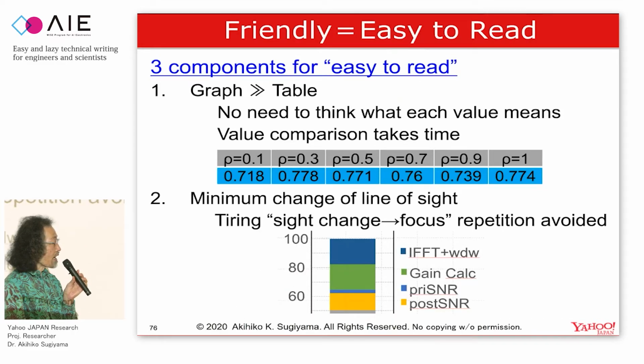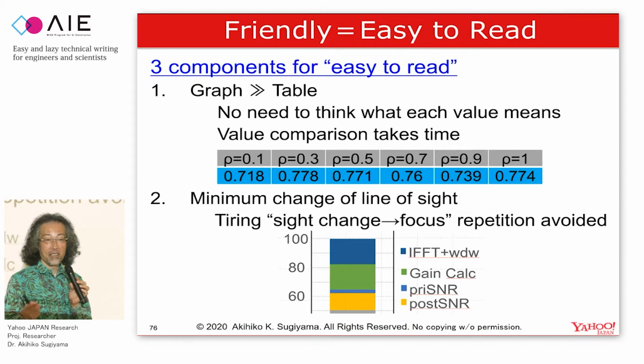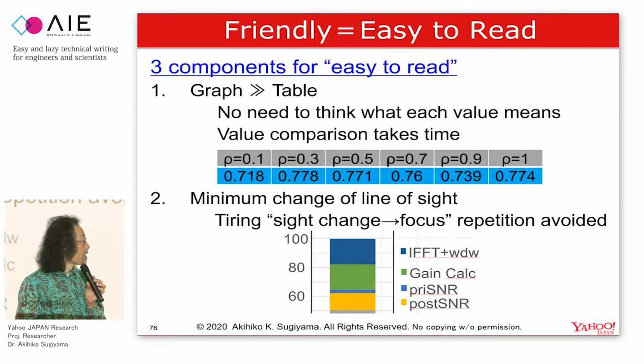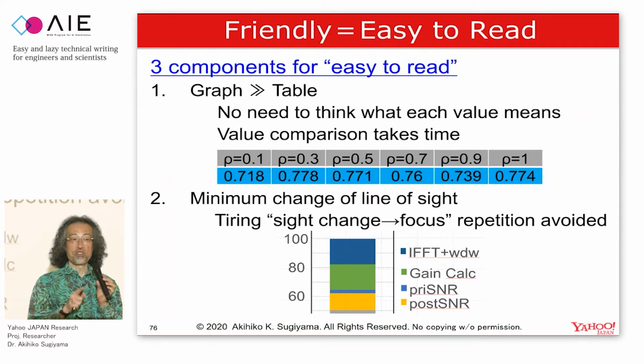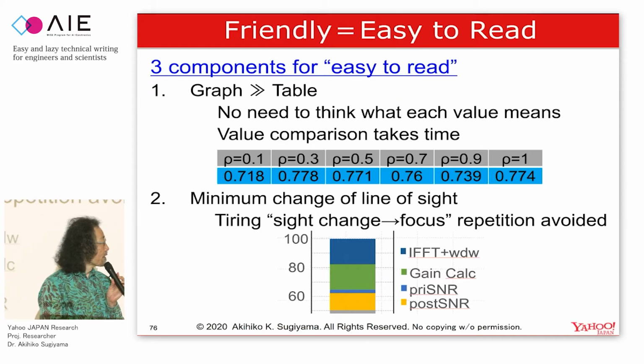Minimum change of the line of sight. It's very tiring to change the line of sight. If you look at something and look at another point, if you repeat it, you will be tired. It's not a good thing because you need to refocus when you change the sight. That's the reason. So if you have a graph, you can avoid focus repetition. So that's why figure is better.